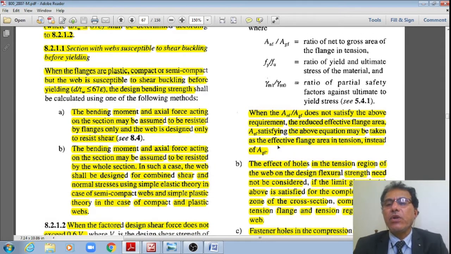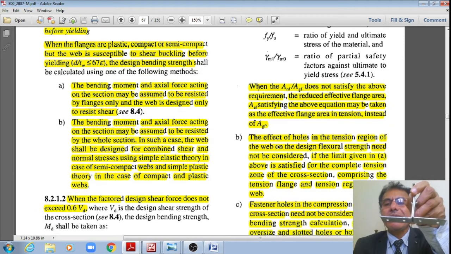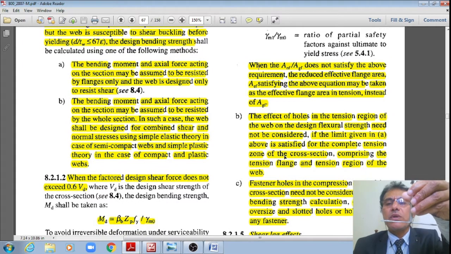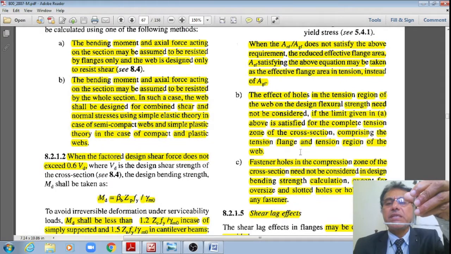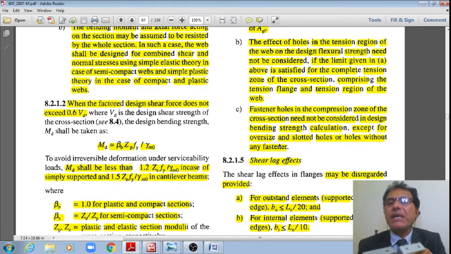And the effect of the holes in the tension region of the web on the flexural strength need not be considered if the limit given in the above is satisfied for the complete tension zone of the cross section, comprising the tension flange and the tension region of the web, right? And the fastener holes in the compression zone of the cross section need not be considered, right?